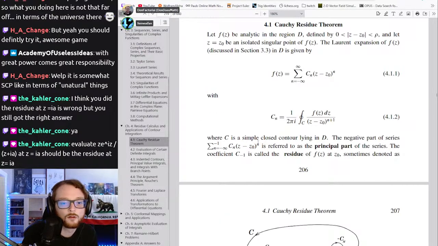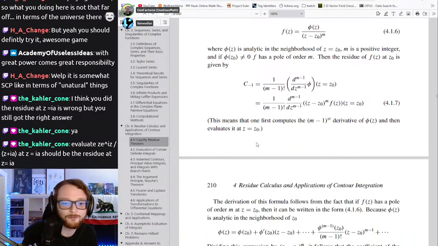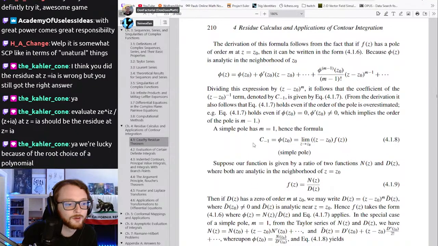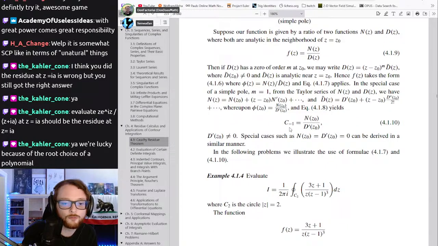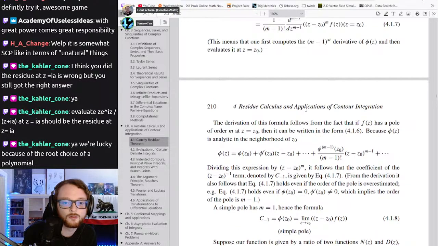Isn't that bizarre? It's like two ways to do it. Well, the book threw a bunch of ways to do it. Lucky because of the root choice of a polynomial. The book said that for a simple pole, you can take the derivative of just the denominator and then plug in the point of interest. So that's what we did. I think maybe your Collar Cone method is using the general formula. What do you mean by the root choice?